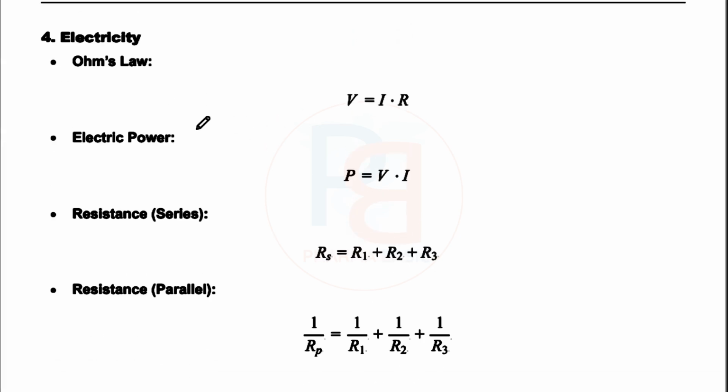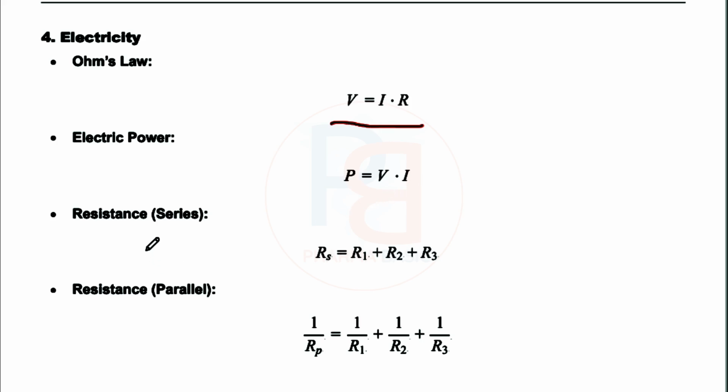Now coming to the electricity, Ohm's law. Ohm's law is V is equal to IR. In that we can find out I is equal to V by R, or R is equal to V by I. That is the Ohm's law. Electric power P is equal to V into I. V is the voltage, I is the current.